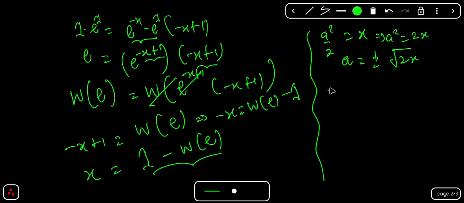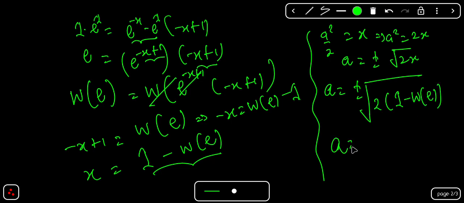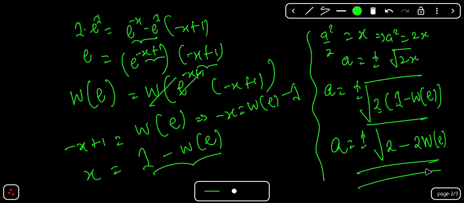So I'm going to have a equals plus or minus the square root of 2 times 1 minus the Lambert W function of e. So we have a equals plus or minus the square root of 2 times 1, which gives us 2, then minus 2 times the Lambert W function of e. So you can use Wolfram Alpha to check the numerical value for the value of a.